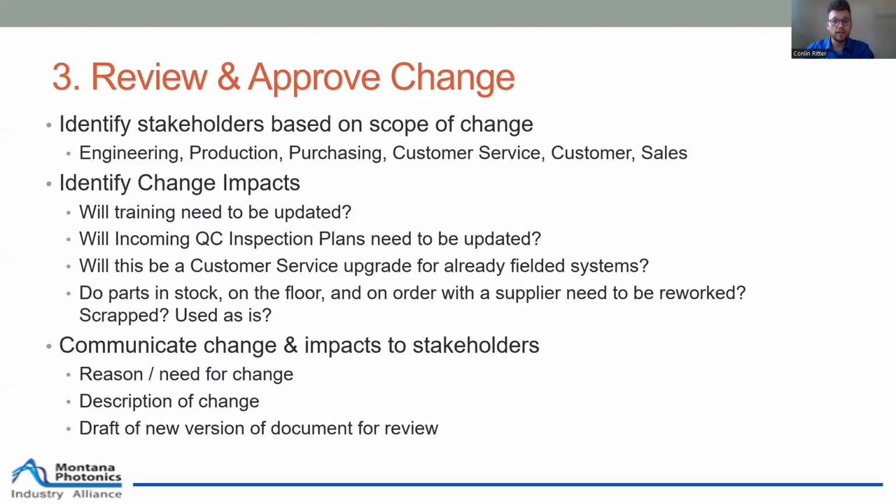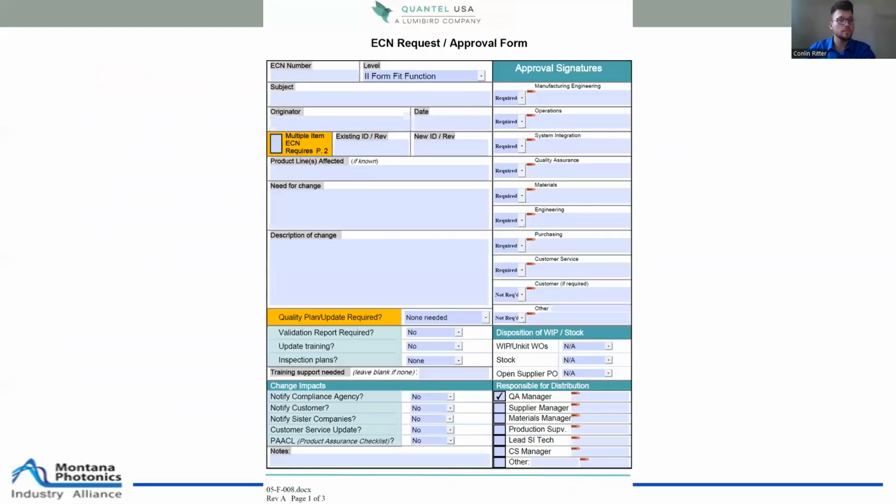There's a lot that goes on in this step, and it may be hard to wrap your head around how you'll communicate all this. So I provide an example document or form that I use for my review and approval step. You can see here I've got my need for change, my description of change. I have drop downs for if I need to update training or not, for whether I need to rework or scrap stock, and for whether someone's required for an approval for this particular ECN. This is a form I easily put together using Adobe Pro.